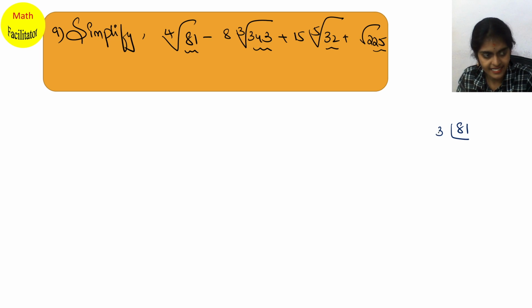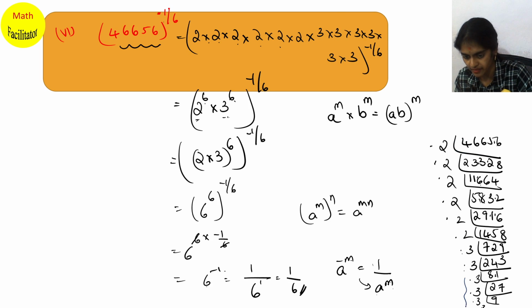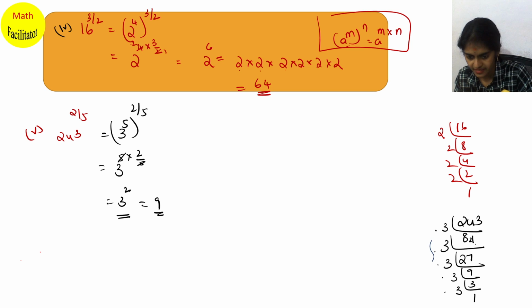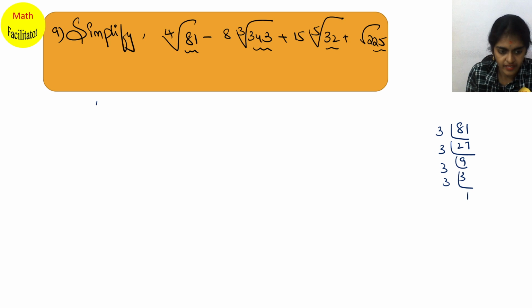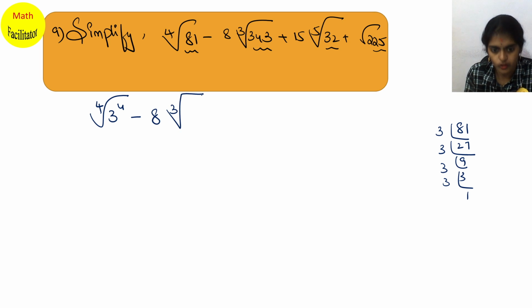81 you can write as 3 2s are 6, 3 7s are 21, 3 9s are 27, 3 3s are 9, 3 1s are 3. So the fourth root of 81 I can write as 3 power 4, minus 8 into cube root of 343, you can write it as 7 cube.